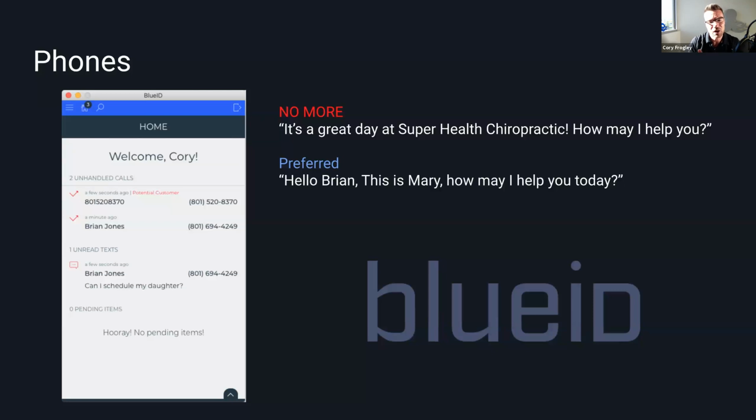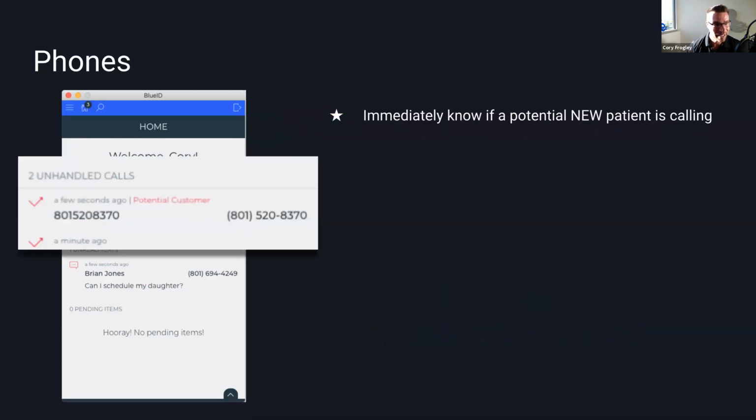If we can get call volume moving to texting with us, we can handle 5 text messages over a phone call. So that comes in pretty powerful. But here's the other thing that Blue ID does. If it doesn't recognize the phone number in your database, we immediately know it's a potential new patient. Now, it might be a vendor, it might be somebody calling on a sales process, and we have scripting for that. But if we know it's a potential new patient, we can handle that.